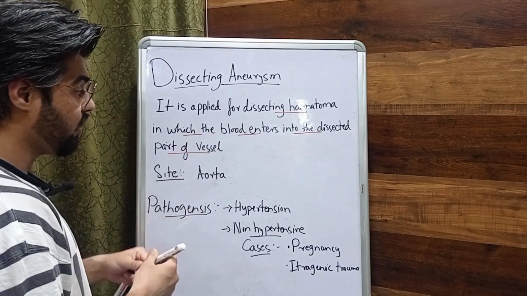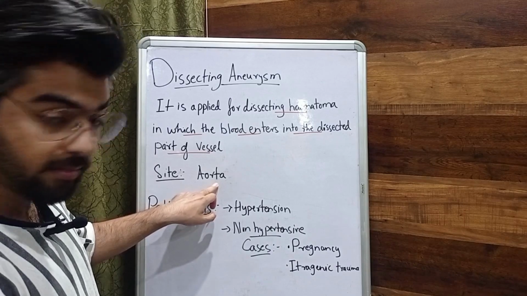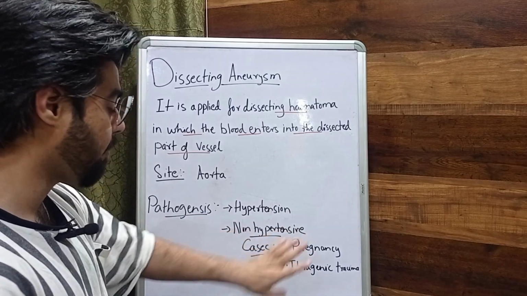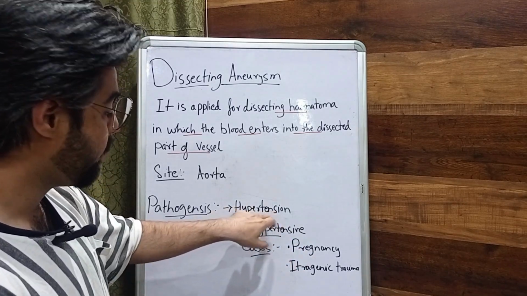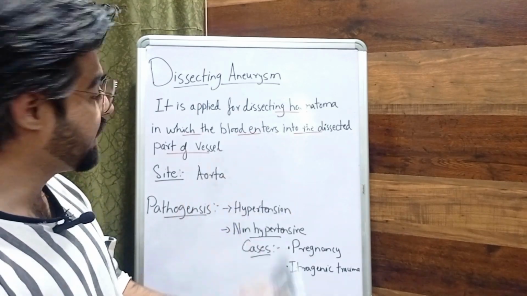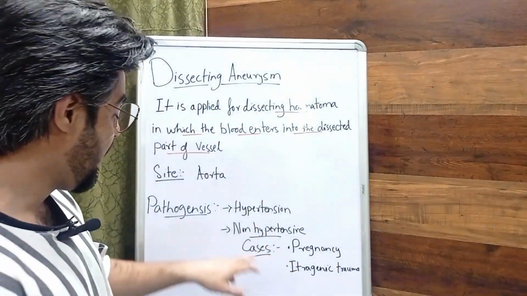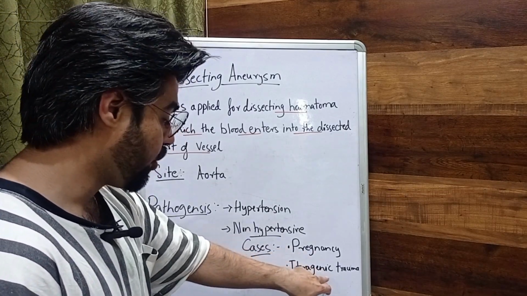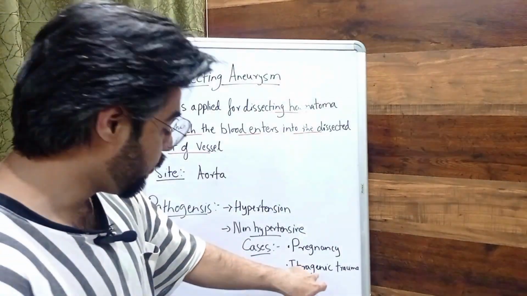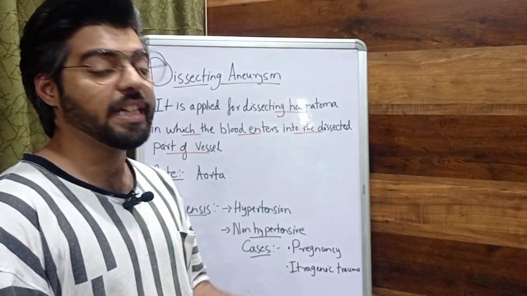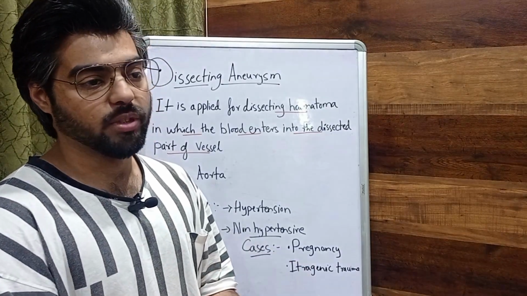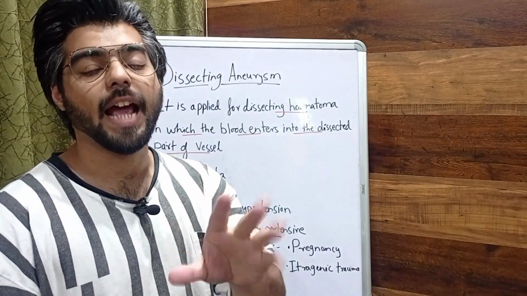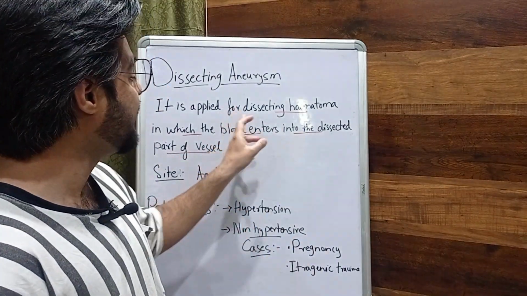Next, its common site is aorta, and the pathogenesis depends upon two: hypertensive and non-hypertensive cases. Hypertension, normal BP increases, and then dissecting aneurysm can be caused. And after that are non-hypertensive cases. For example, there is pregnancy and iatrogenic trauma, any sort of trauma. Iatrogenic trauma is trauma that is being induced. For example, during the time of surgery, any sort of hematoma is being created in the chest cavity, and that creates an aneurysm, or that can create a dissected aneurysm.